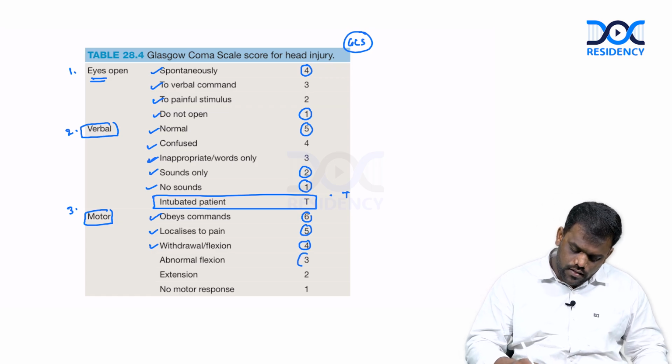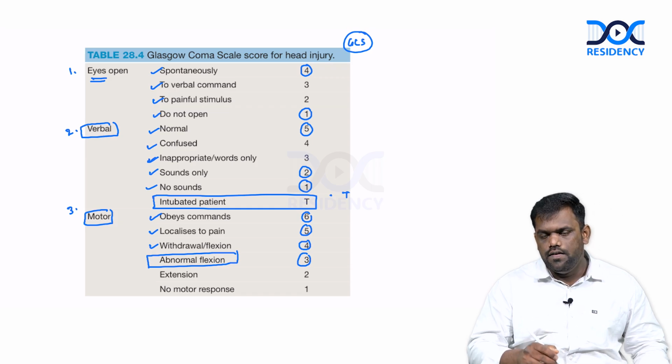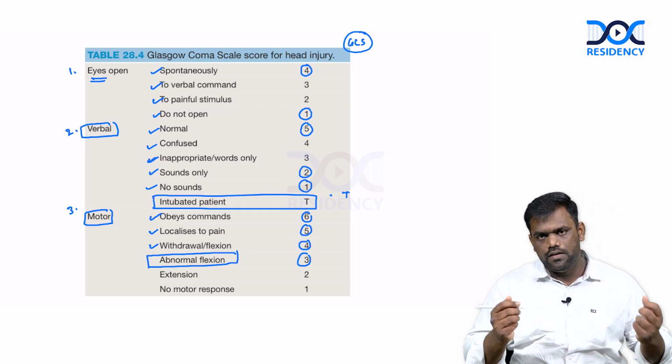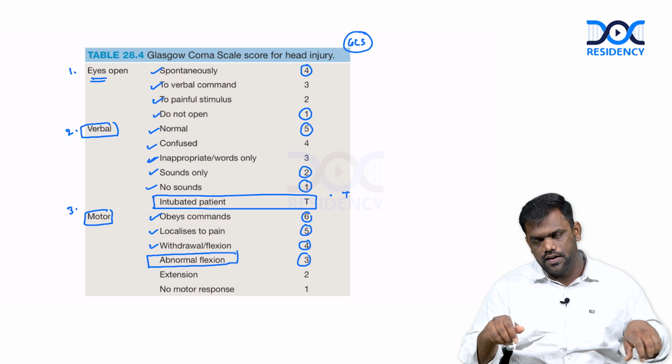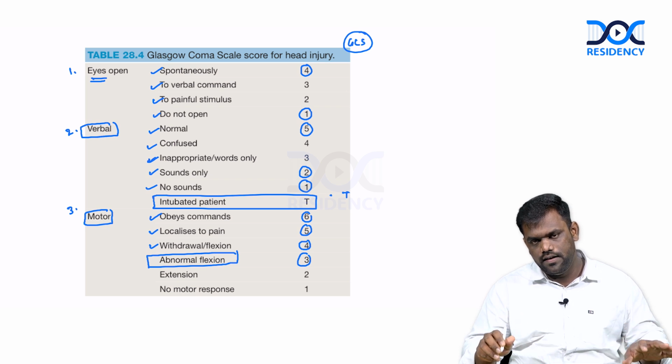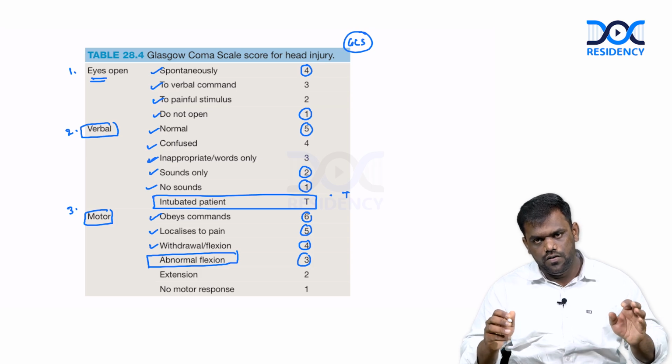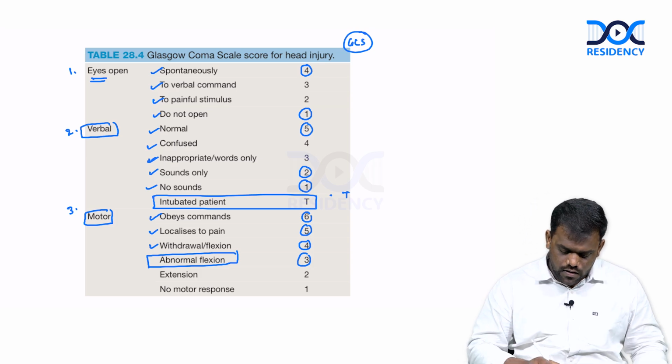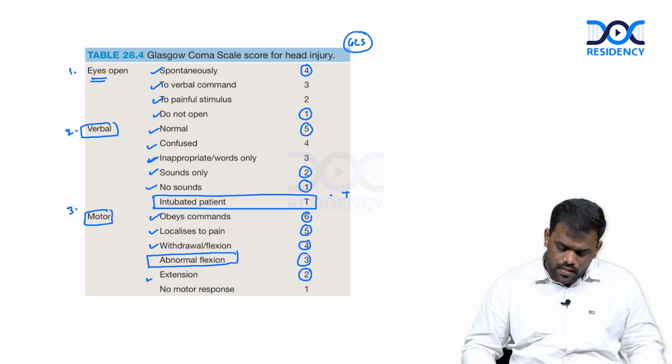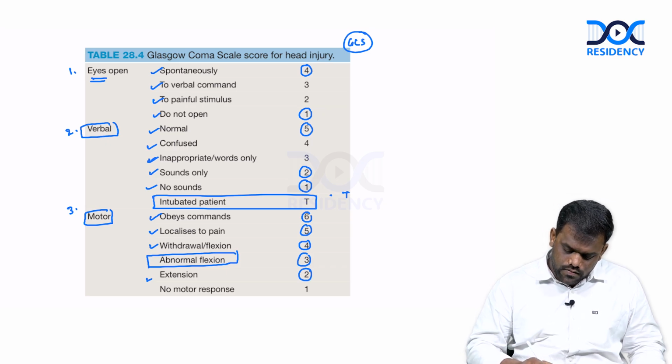Score 3 is abnormal flexion. Abnormal flexion is when you give a pain stimulus, he is flexing only the upper limb while the lower limb is extended, or the lower limb is flexed and the upper limb is extended. This is called abnormal flexion. This abnormal flexion belongs to score 3. And extension is 2. Extension is called decerebrate.